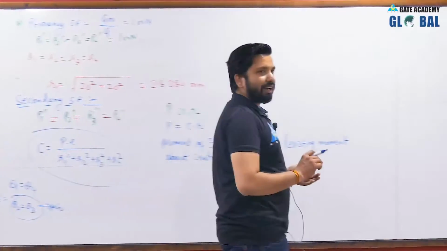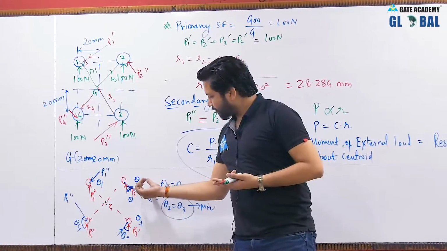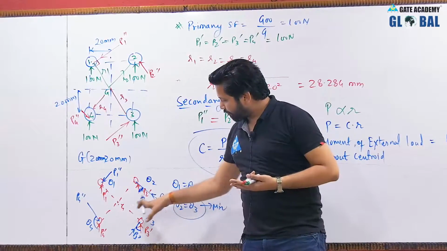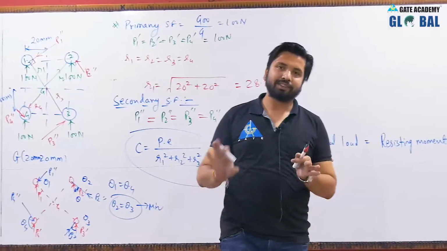So we just have to find out the value of theta, and you can solve for either rivet number 2 or rivet number 3, as both have the same primary and secondary shear forces and the same value of theta, so both will give you the same answer.